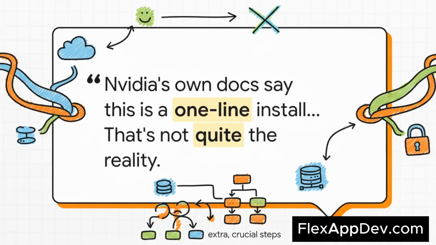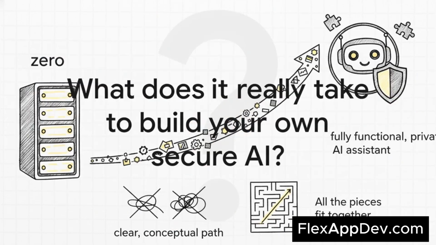Now, if you go and look up the official setup, you'll see these promises of a super simple one-line installation. But as this quote points out, the reality of getting this running on a cloud server is a bit more involved. There are a few extra really crucial steps that the documentation doesn't always highlight. So that really is the big question, isn't it? What does it actually take to go from zero to having a fully functional private AI assistant?